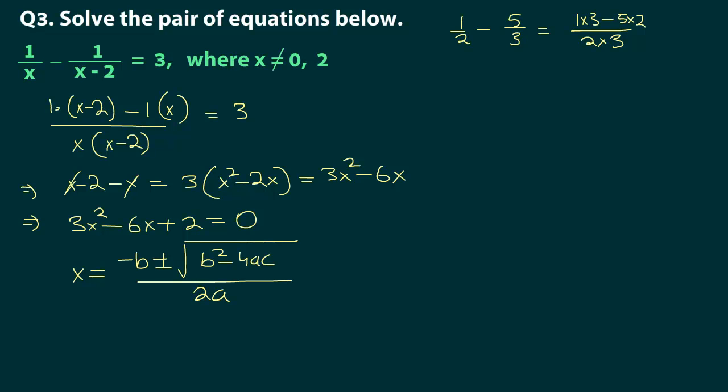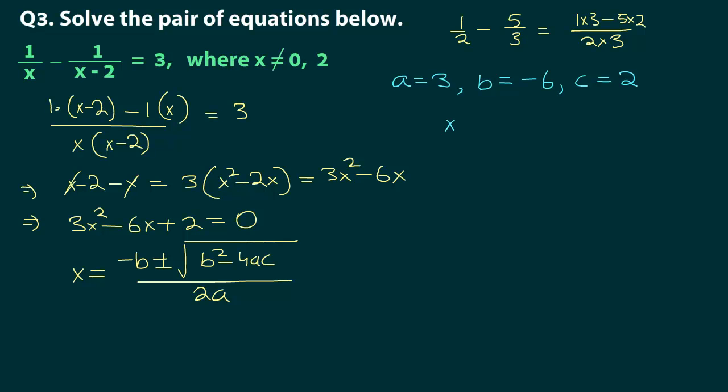So here, let's first find out what the values of a, b, and c are. So a is equal to 3. A is 3. What is b? B is minus 6. And what is c? C is plus 2. So these are the values of a, b, c. We are going to simply plug these values in here.